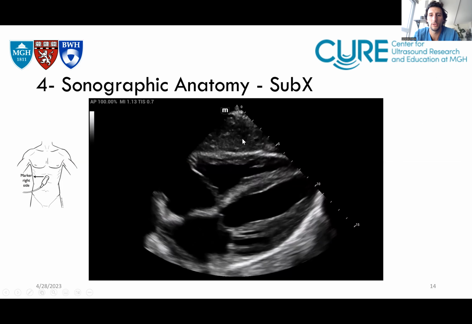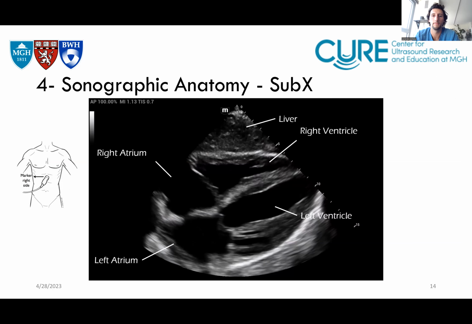You're looking at the heart through the liver. If you look at the image, the top here is your liver. Next to the liver is the right side of the heart, right ventricle, right atrium, left ventricle, left atrium. So the marker is still facing the patient's right side.